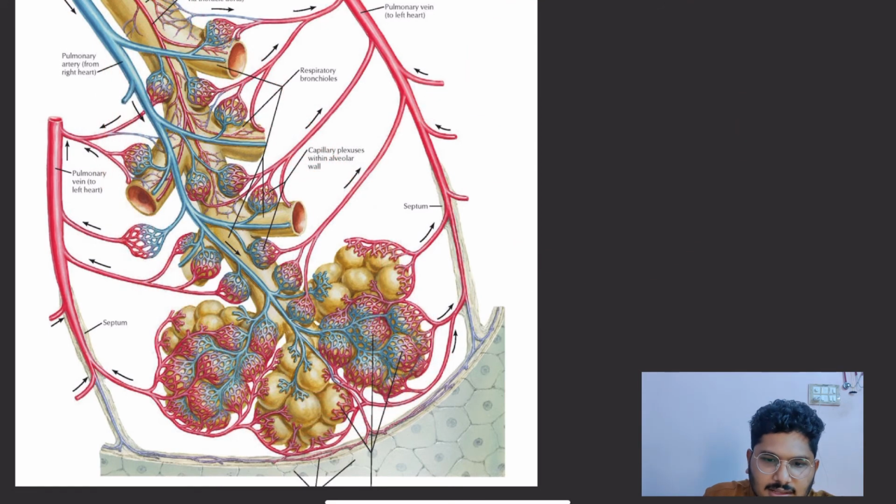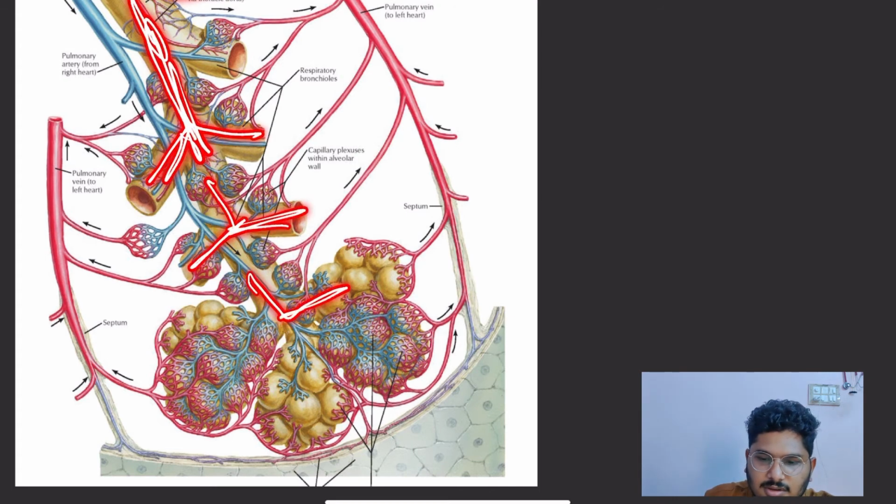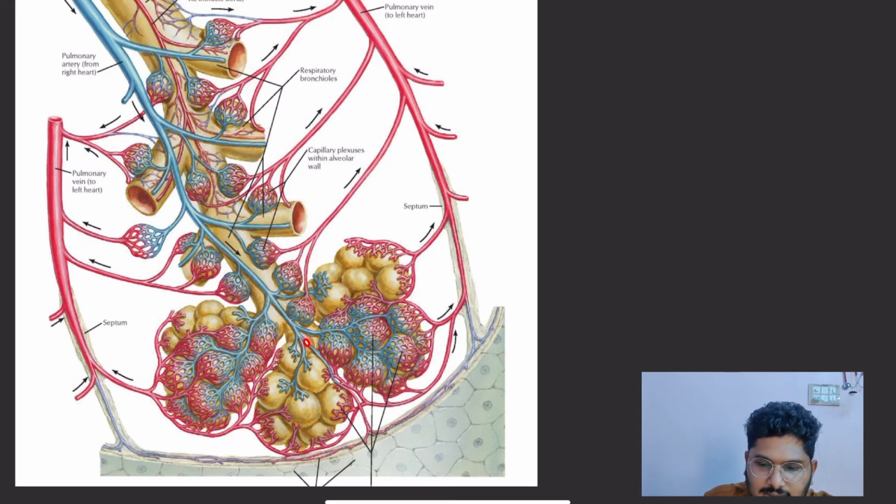Here you can see a terminal bronchiole. This terminal bronchiole gives rise to the respiratory bronchioles. These respiratory bronchioles give rise to the alveolar ducts along with the alveoli. So these are the contents.